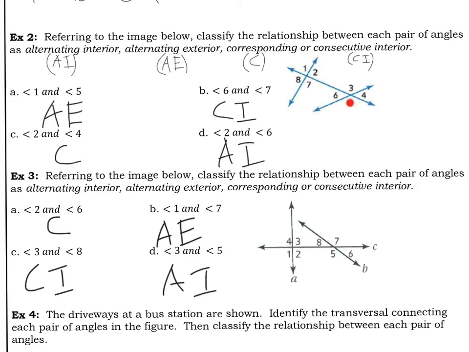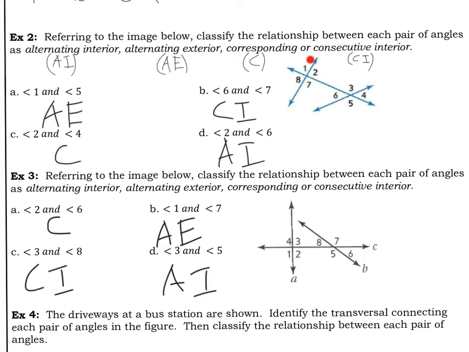So angles 1 and 5 skip over the transversal, that makes them alternate exterior. Looking at letter B, 6 and 7, they are on the same side of the transversal and both interior, so that makes them consecutive interior. 2 and 4, here's 2 here, inside, here's 4 there, outside. They're on the same side of the transversal, so that makes them corresponding. Corresponding angles do not skip over the transversal. Like 2 is not corresponding to 5, or like 1 is not corresponding to 6. You don't see that. That's not one of our vocabulary terms.